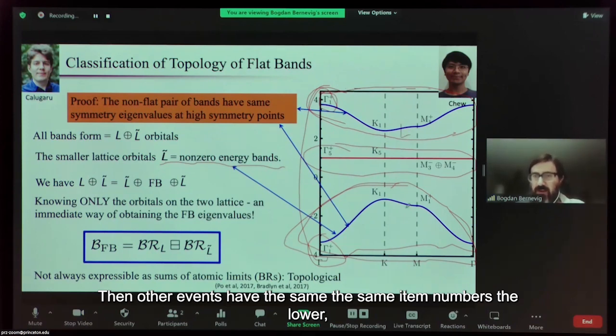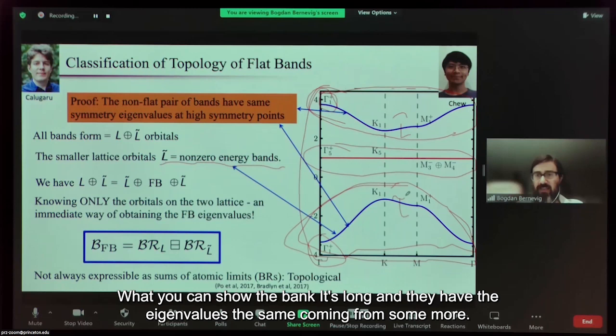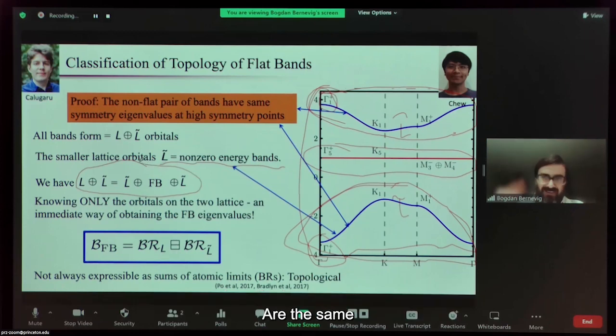So this is an L tilde. This is an L tilde. These are the eigenvalues of bands that will be generated by orbitals on the L tilde lattice, by the orbitals that I put on the L tilde lattice. So I have the following. This is kind of an axiomatic way of representing it.